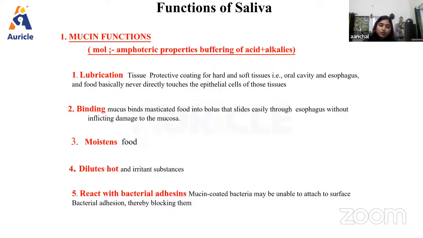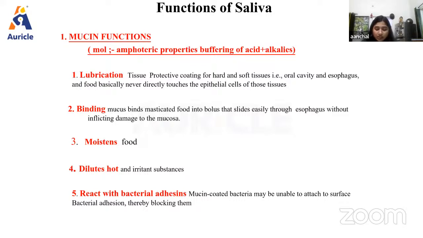Some other functions we also have, that is appreciation of taste, which we have already discussed. Basically, taste is a chemical sensation. By its solvent action, saliva dissolves the solid food substances so that the dissolved substances can stimulate the taste buds. The stimulated taste buds recognize the taste.